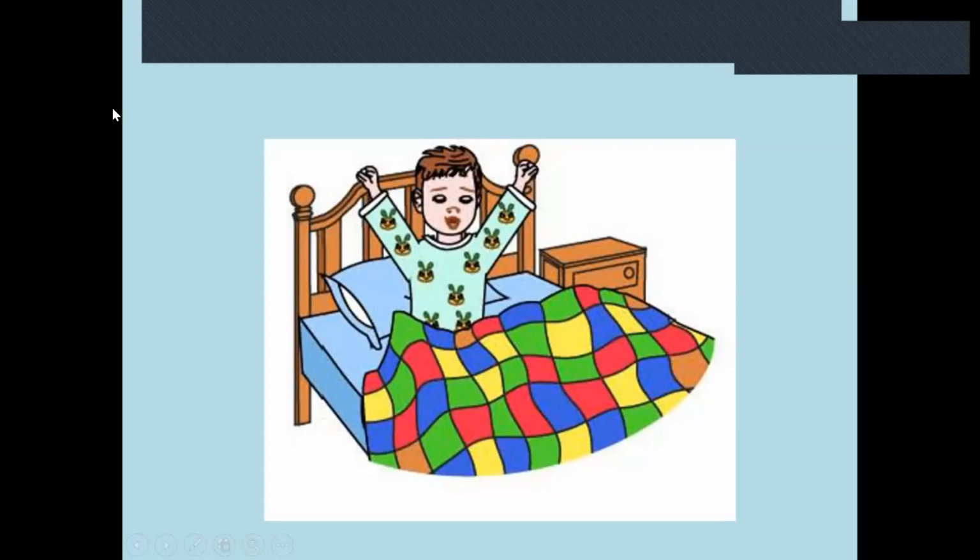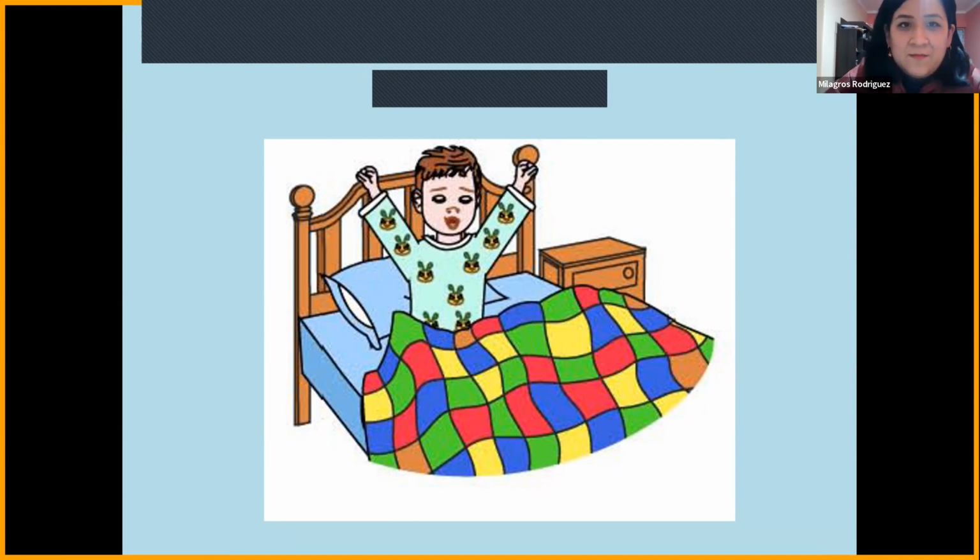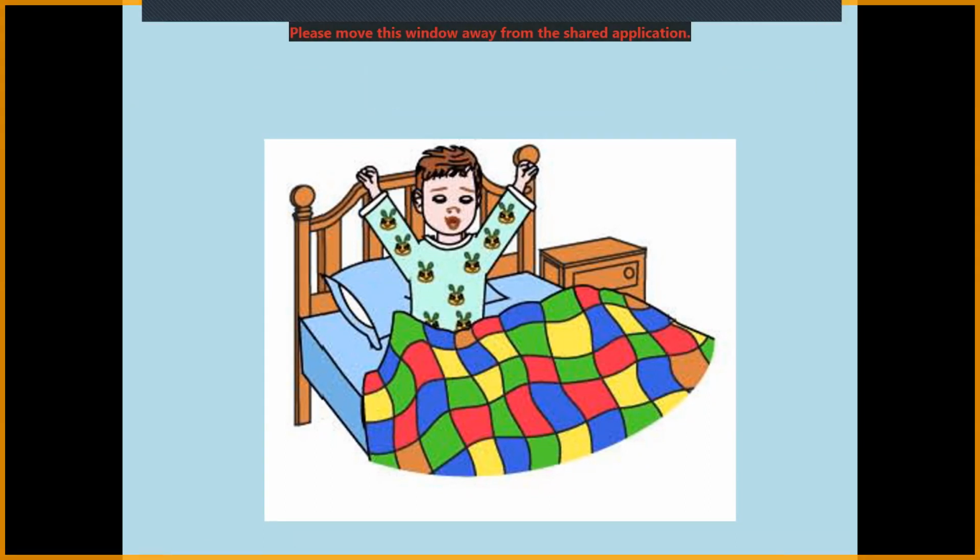So now we're going to talk about our daily routine. In this picture. Miss, your screen. You don't see my screen? No. Now, do you see? Yes. Okay, so what do you see in this picture? ¿Qué ideas se les vienen a la mente cuando ven esta imagen? Wake up. Okay, yes.